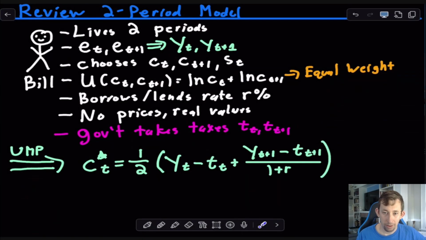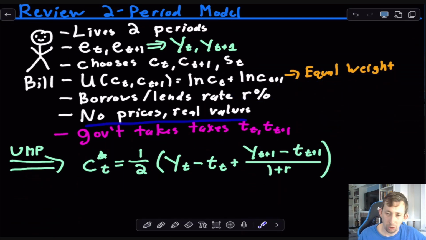Just as a quick review of that two-period model, I'll link the video in the description below. We've got Bill. He's living for 2 periods. He's got coconuts that show up on his door every day. I'm going to do a change of variable. Instead of calling them E like I did in that video, I'm going to call them Y just because it relates better to the ISLM model. And again, Bill is choosing how much to eat today, tomorrow, and how much to save or borrow today for tomorrow. I gave you an example utility function where he weights consumption in both periods equally. He's borrowing and lending coconuts from today into tomorrow at interest rate R%.